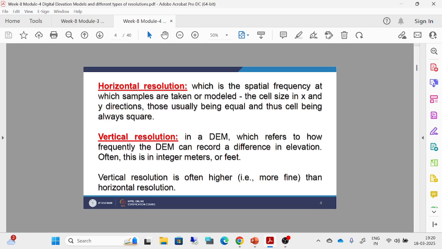So we have these terms over here, known as horizontal resolution and vertical resolution. Horizontal resolution is the spatial frequency at which samples are taken or modeled: the cell size in the x and y directions, those usually being equal, and the cell always being square. Whereas vertical resolution, in a DEM, refers to how frequently the DEM can record a difference in elevation, often in integer meters or feet.